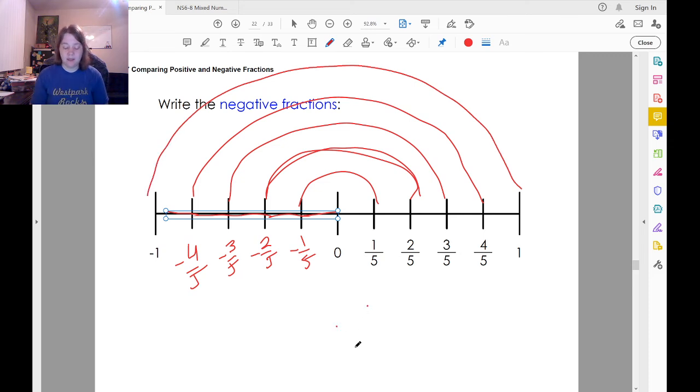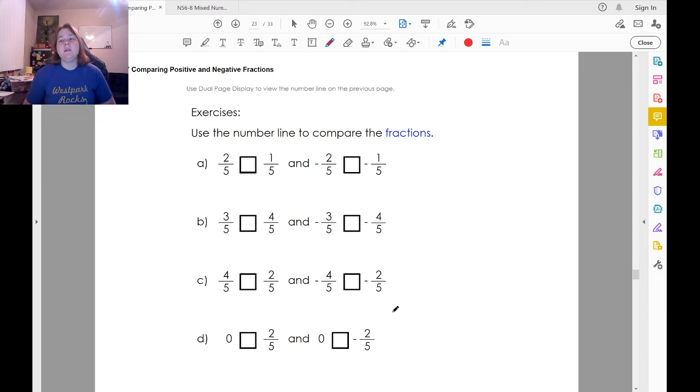Hooray! Everybody's happy now. So they want you to use the number line on the previous slide to compare the fractions. 2/5 versus 1/5. Would you rather have 2 slices of a 5-slice pizza or 1 slice of a 5-slice pizza? 2 slices, obviously.